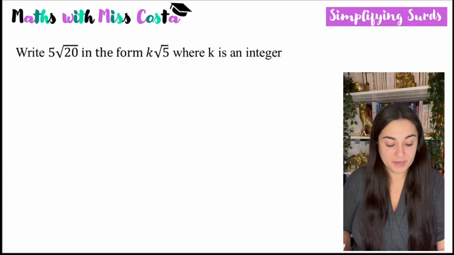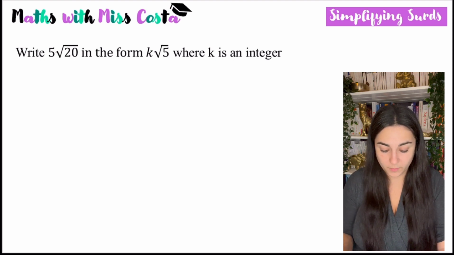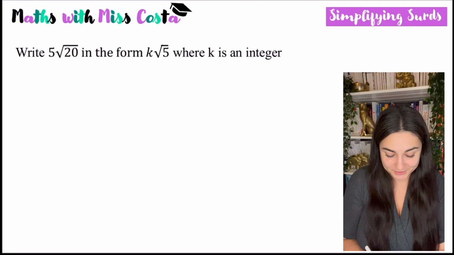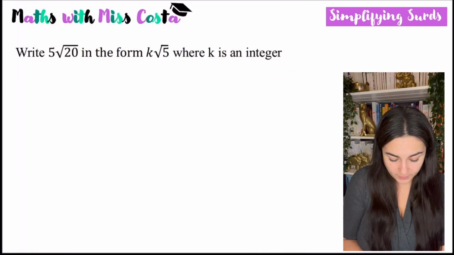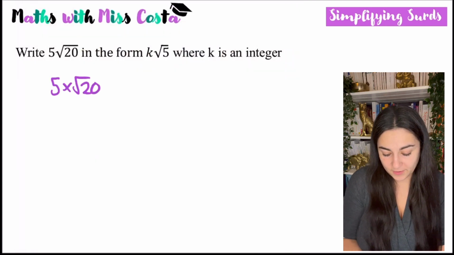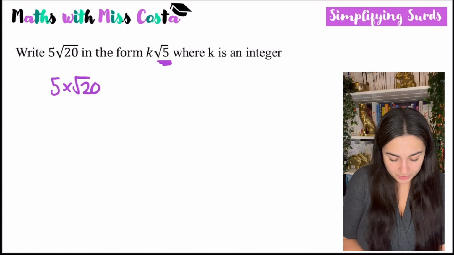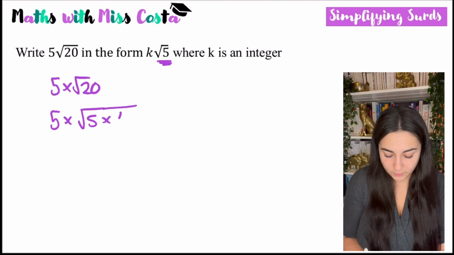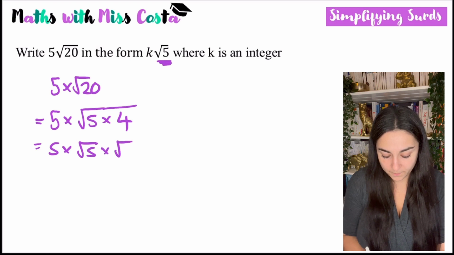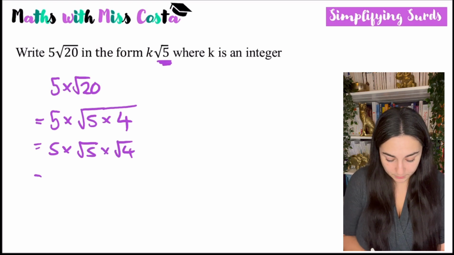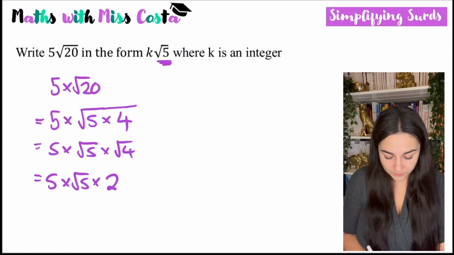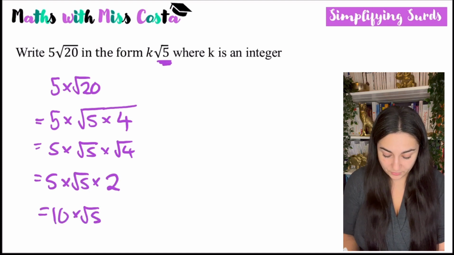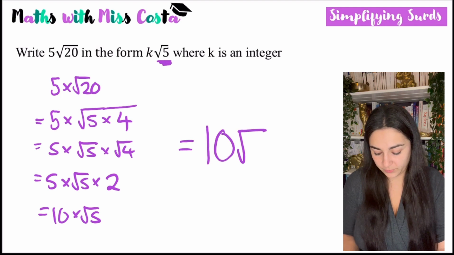And once again, we're being asked to write 5 root 20 in the form k root 5. So using that neat little trick I just showed you, we've got 5 times root 20. And you know that you want to express it in the form of root 5, so you know it's going to be 5 times something. Well, 5 times what gives you 20? 5 times 4. So you could write that as 5 times root 5 times root 4. What's root 4? Root 4 is 2. So that would be 5 times root 5 times 2. 5 times 2 is 10. So your final answer would be 10 root 5.